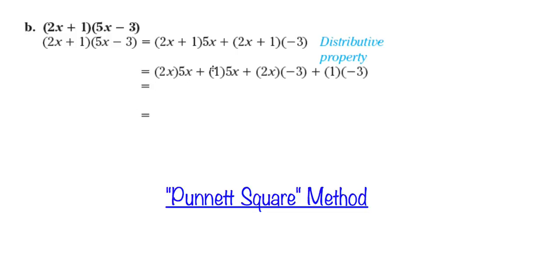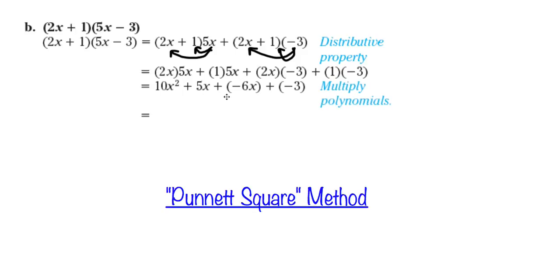Using that property, we simply distribute the 5x to 2x and the 5x to 1, which gives us 2x times 5x, 1 times 5x. And then we multiply negative 3 times 2x, and negative 3 times 1. Simplifying further, we have 10x squared plus 5x minus 6x minus 3. Add your like terms. 5x minus 6x is simply negative x. So the simplified form is 10x squared minus x minus 3 by combining like terms.